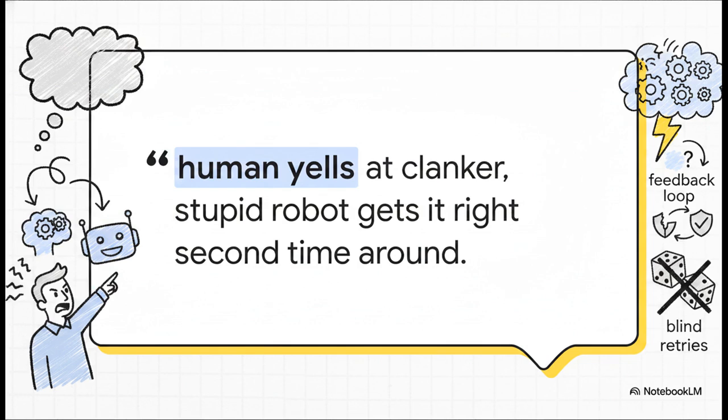I absolutely love this quote from Reddit user Fantastic Sid about feeding the error back to the model. They noted that this targeted feedback matches the training trajectory perfectly. Quote, "Clanker messes up, human yells at Clanker, stupid robot gets it right second time around." It's hilarious, but it's true. The model needs to be told exactly why it failed so it can edit its work, rather than just rolling the dice again and hoping for the best.